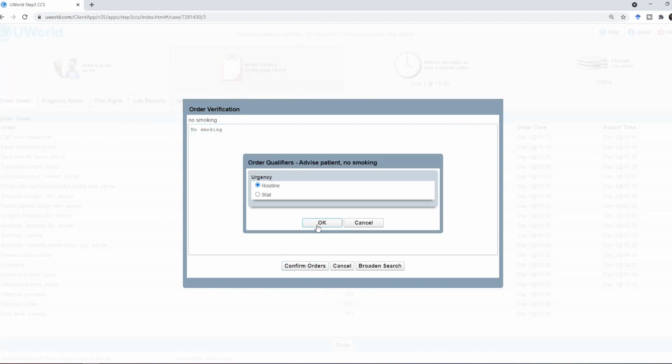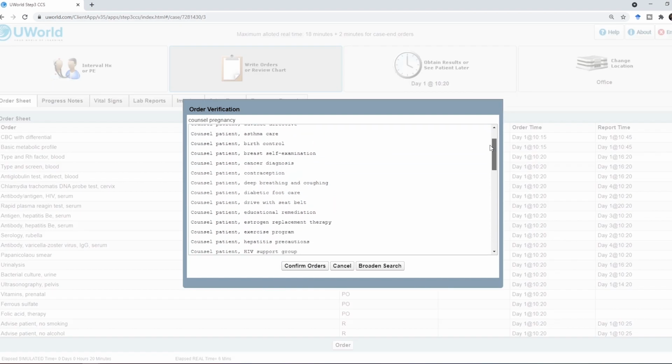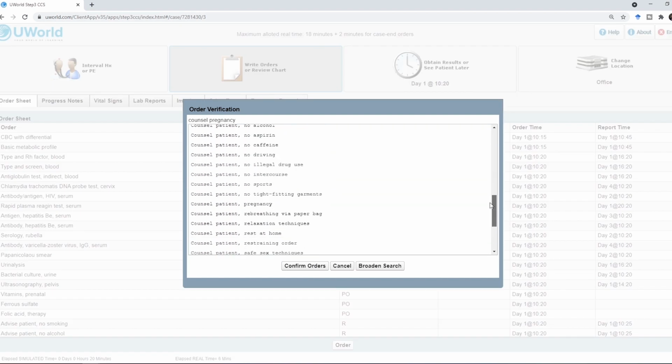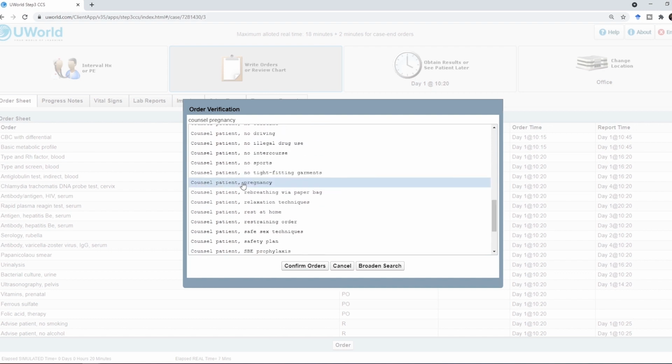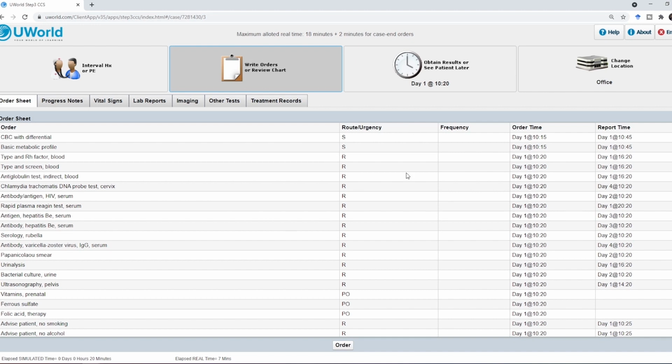Counsel the patients regarding no smoking, no alcohol. Whenever you click counsel, you'll be presented with a long list. So you want to go ahead and look for the pregnancy one. So here is counsel patient pregnancy, confirm orders. And after we put all the orders in, you'll see that the order time is the same for all, which is day 1, 10:20. But the report time will be different. So this is the report time, this is the order time.